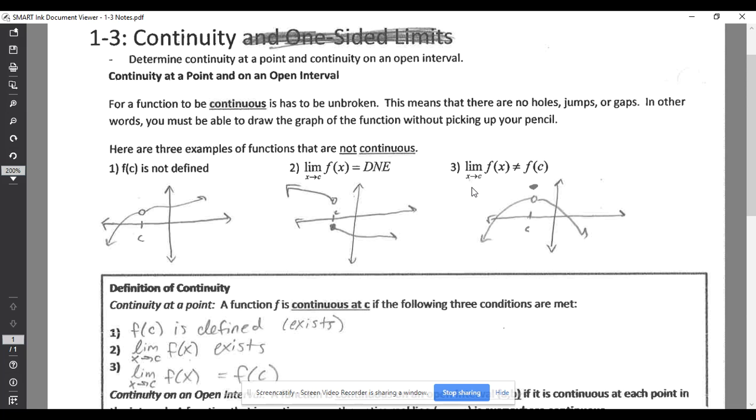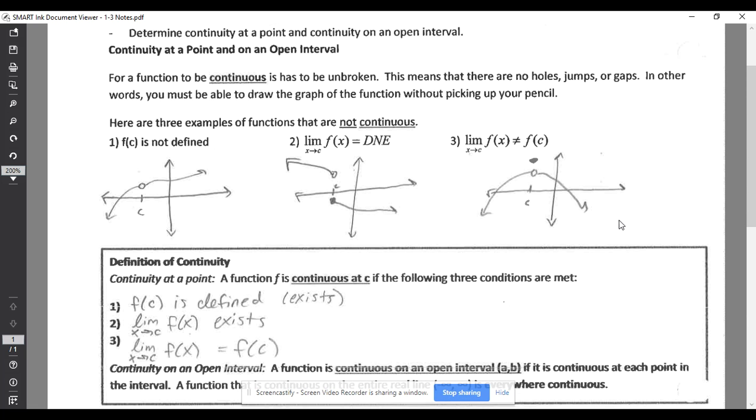The third kind is if the limit doesn't actually equal the function value. In this case, the limit does exist, but the actual function value at c is not the same thing as the limit. It's up here. So that would be another type of discontinuity. For all three of these, you wouldn't be able to draw them with one smooth line with your pencil. You would have to pick it up. So that's how we know those are not continuous. That's just the idea.